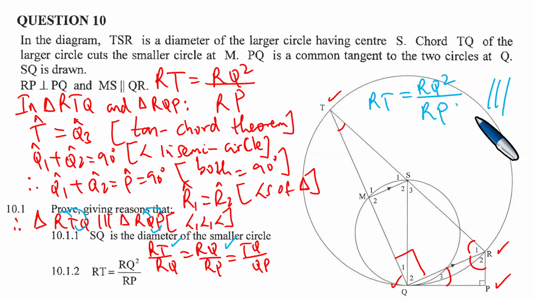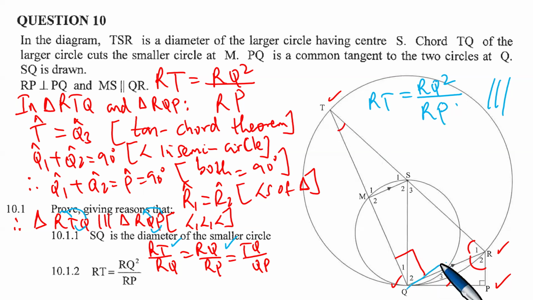Can you repeat? I'm sorry, my Wi-Fi disconnected. Oh, repeat from R1 is equal to R2. Yeah, R1 equals R2. The thing is that we are dealing with the triangle RTQ and the triangle RQP. And then we already have that first Q3 is equal to T.